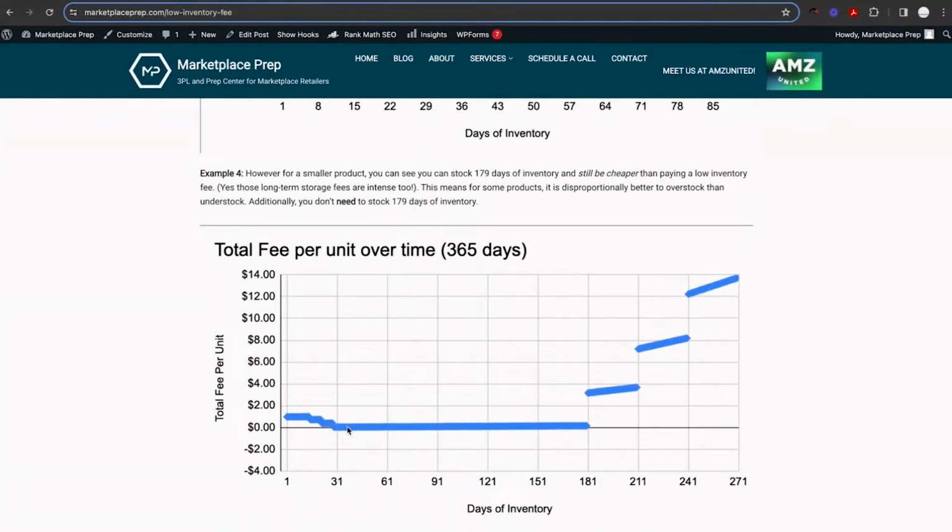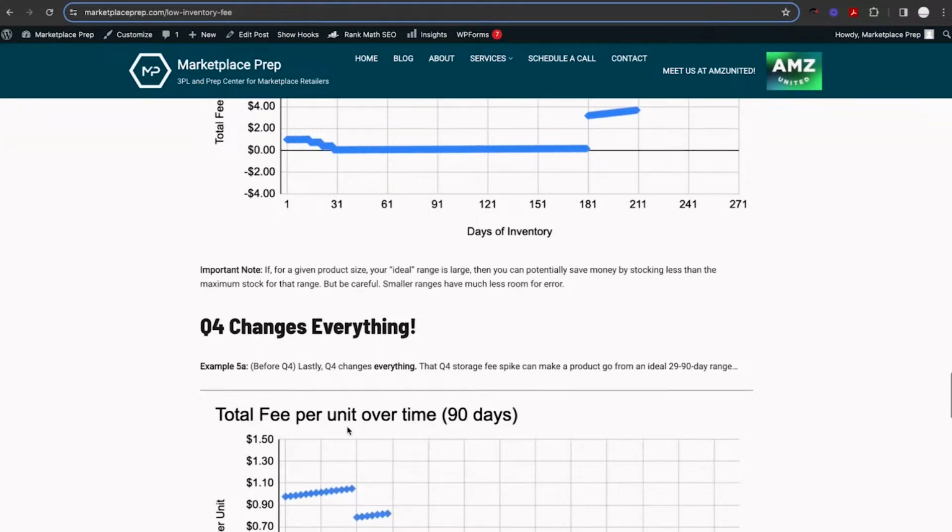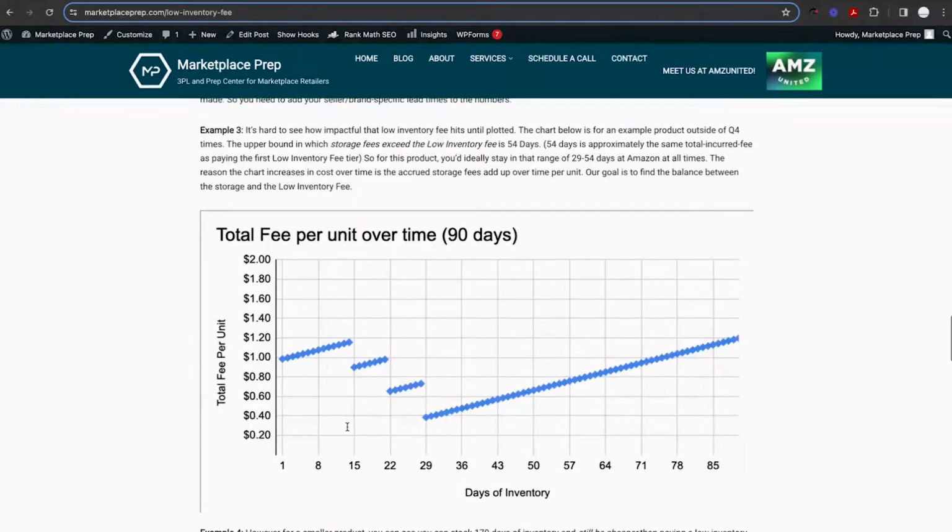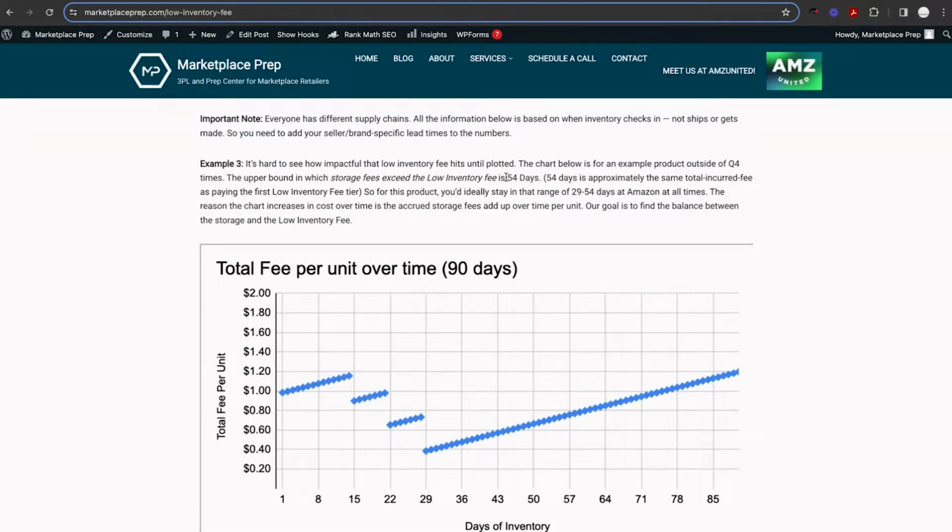Alrighty, so let's highlight here. So the low inventory fee incurs at the 28-day mark. 29, you're past it. But if you're maintaining less than 28 days, or really less than 29, you're going to be getting hit with this, let's say it's 75-cent fee right here, approximately. Well, how much days of inventory can I stock of the same ASIN to incur about the same amount? For this particular product, it is 29 to 54 days.